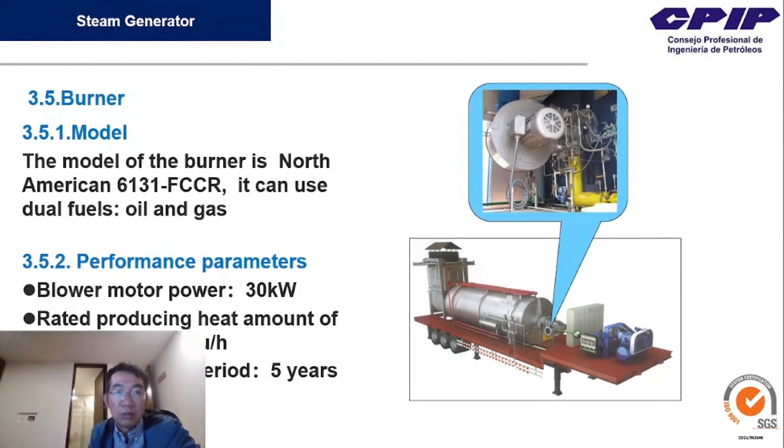(3.5) Burner model. The model of the burner is North American. It can use dual fuels, oil and gas. Performance parameters: the blower motor power is 30 kW. The rated heat output of the burner is 30 mmBTU per hour, and the burner warranty period is 5 years. This one is the burner.